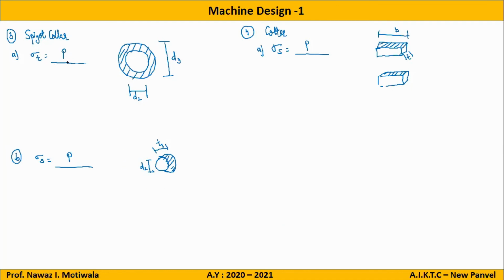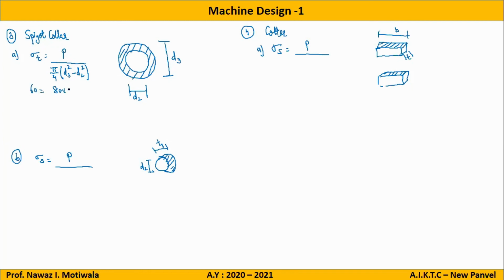Yes, sir. Okay, spigot collar, crushing. What will be the area? Sir, the area is pi by 4 d3 square minus d2 square. Should I substitute the d2 square value? Yes, sir. What is sigma c for spigot collar? 60. What is P? 80.